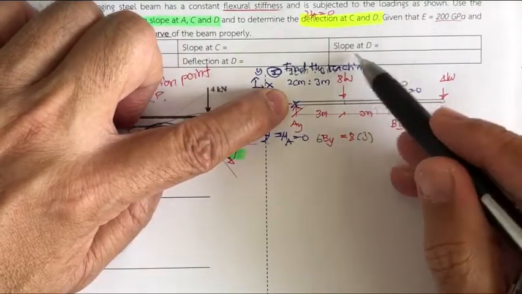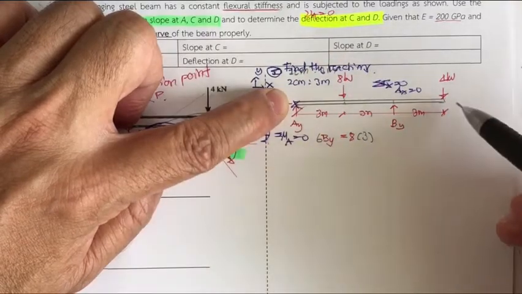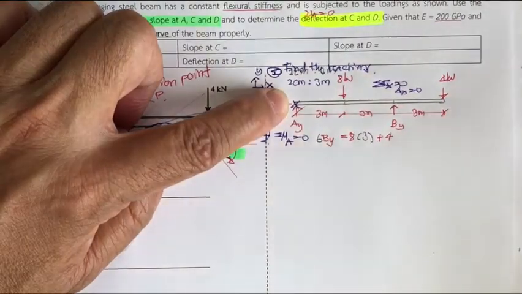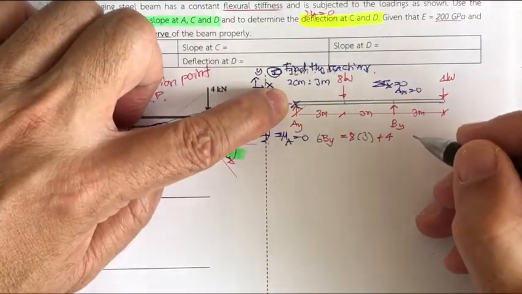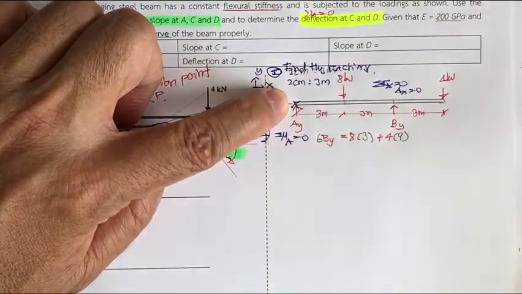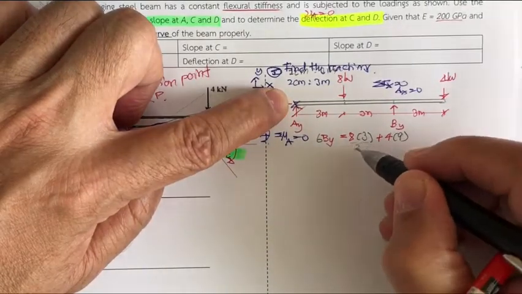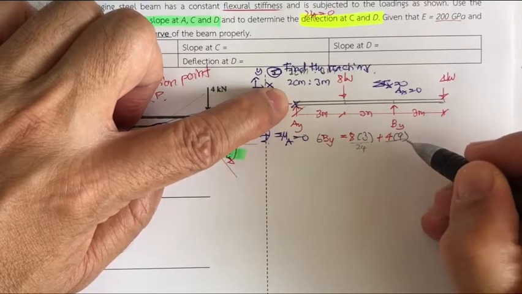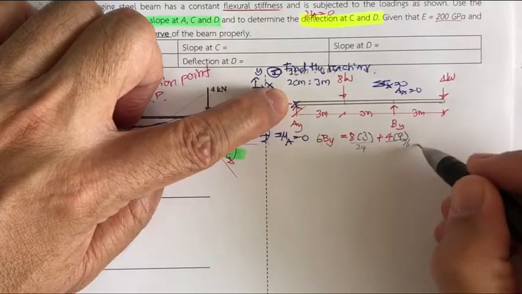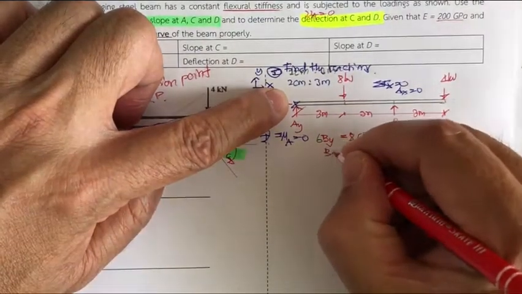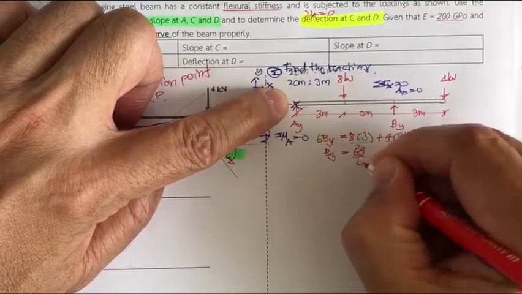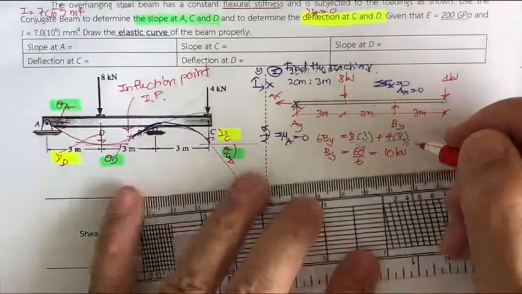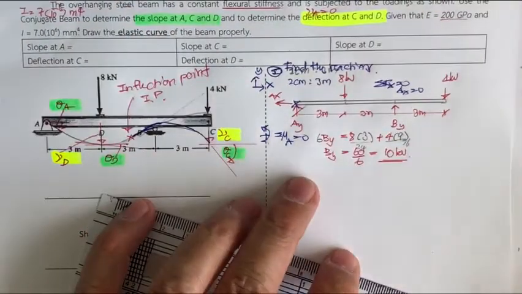Okay, it's in opposite direction. B sub y is up. This is down. This one also down. That is going to be plus 4. 4 times what? 4 times 9. So you got this one for 24. You got this one for 36. Okay, that is going to be 60. So your B sub y going to be 60 divided by 6, that is going to be 10 kilonewton. So your B sub y here is 10 kilonewton.